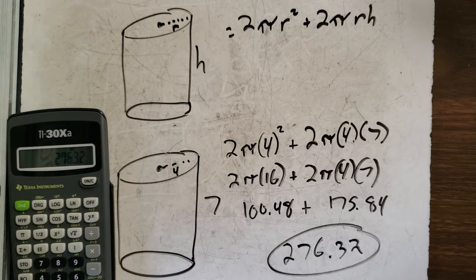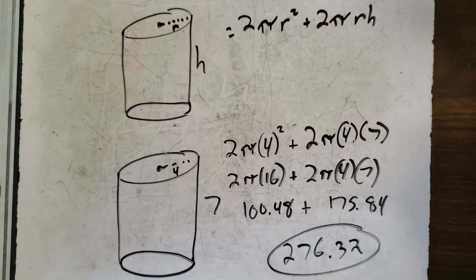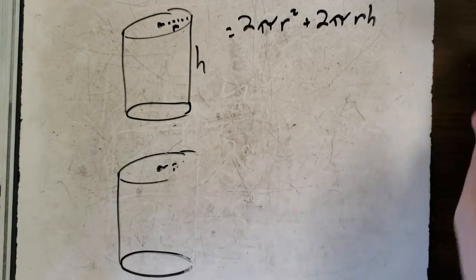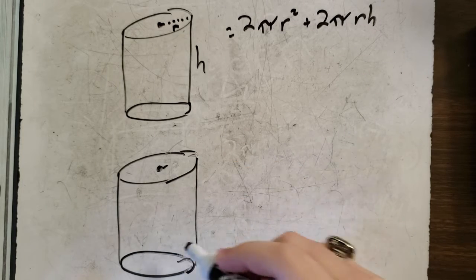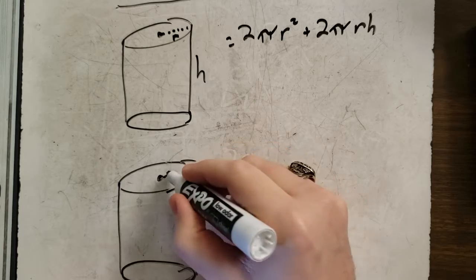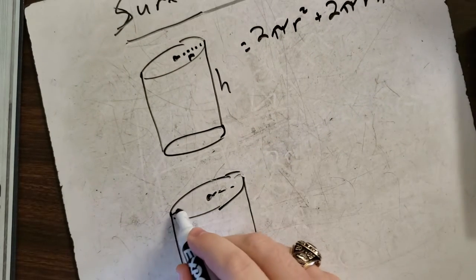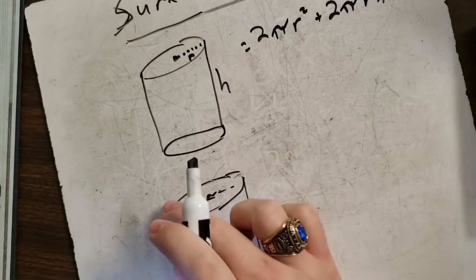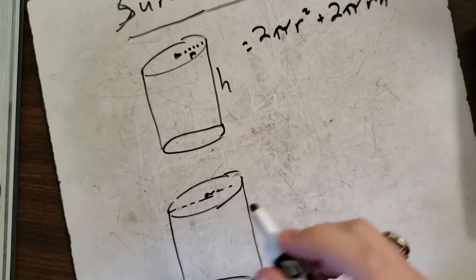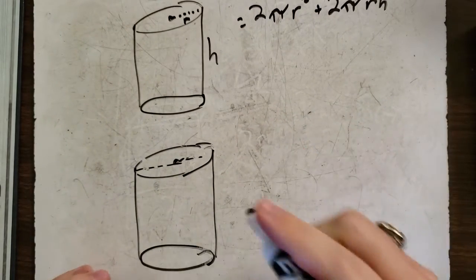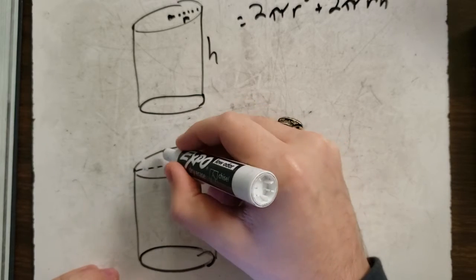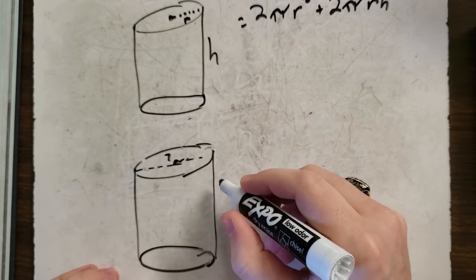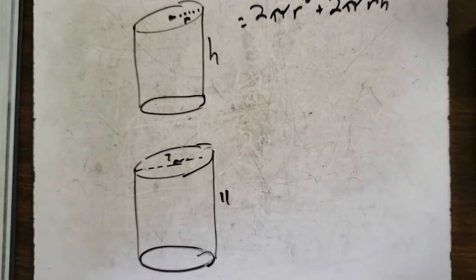All right, let's do another one. Sometimes they're going to give you the diameter. So let's do one of those. Let's do one where our diameter is 7, and our height is 11.